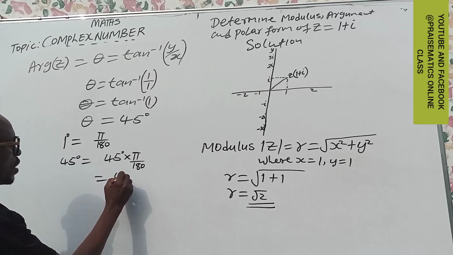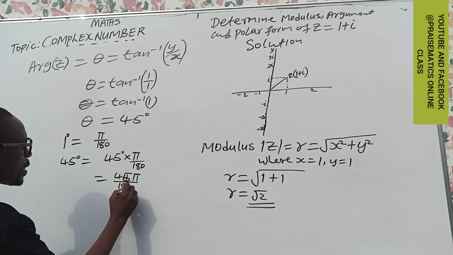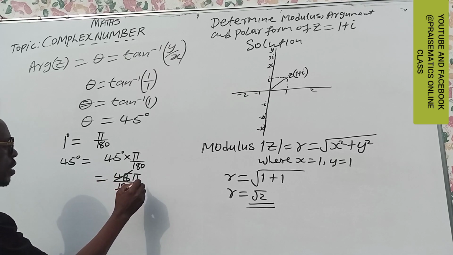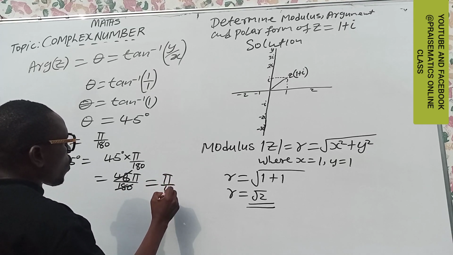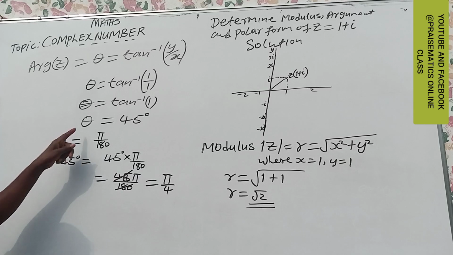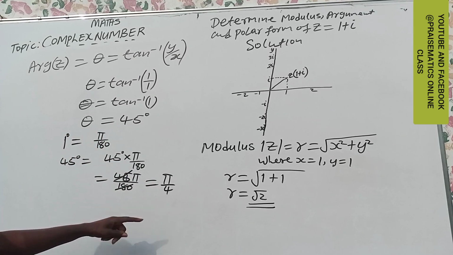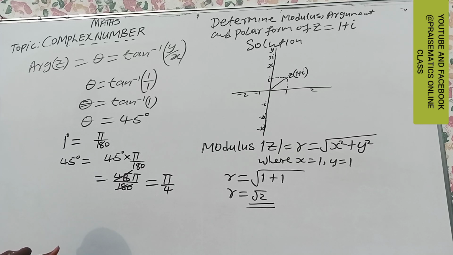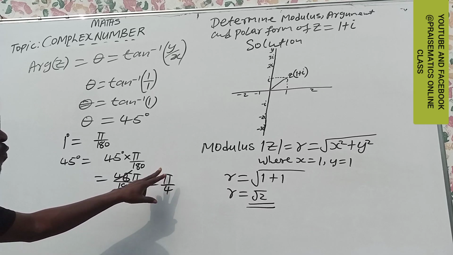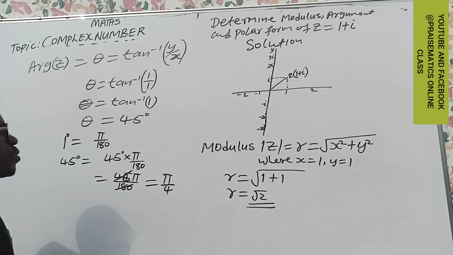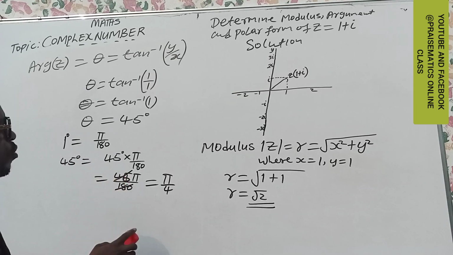So this will give me 45 pi over 180. This cancels itself, and finally we are going to have it as pi over 4. So either you leave your answer in degrees or you leave your answer in radians. So 45 degrees is equivalent to pi over 4. That is how to solve it, that is for your argument.